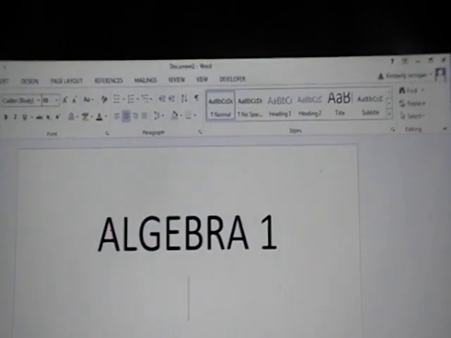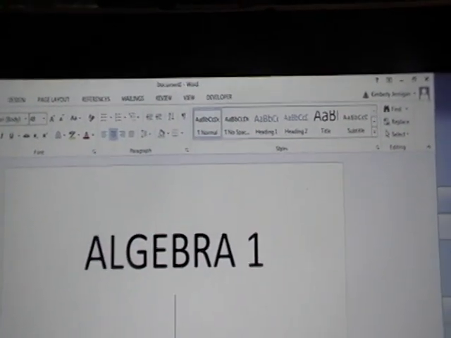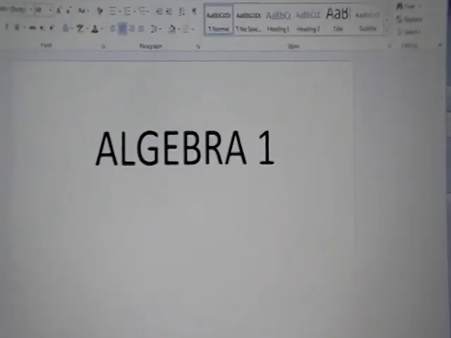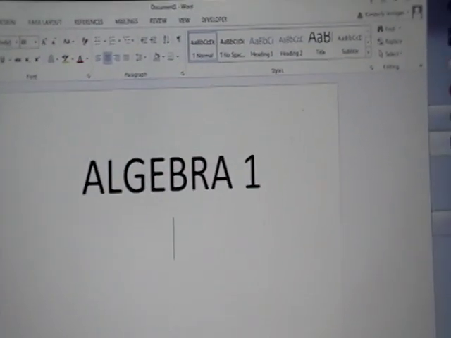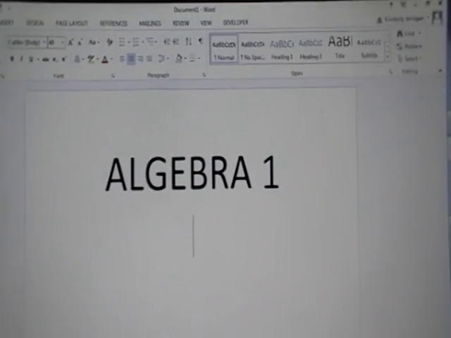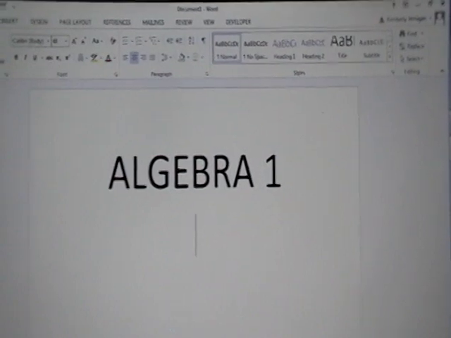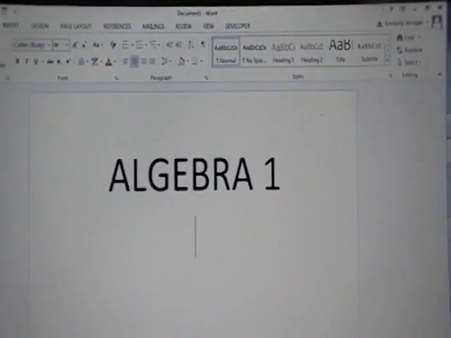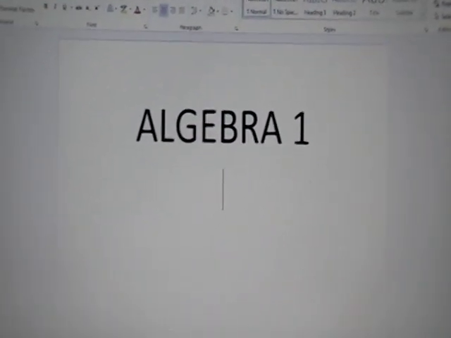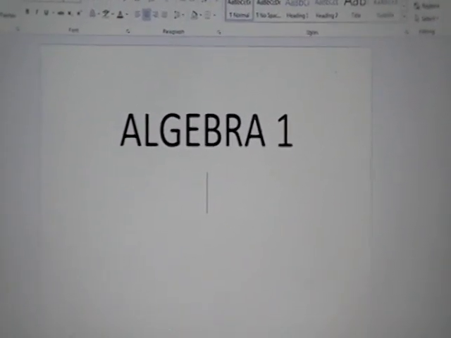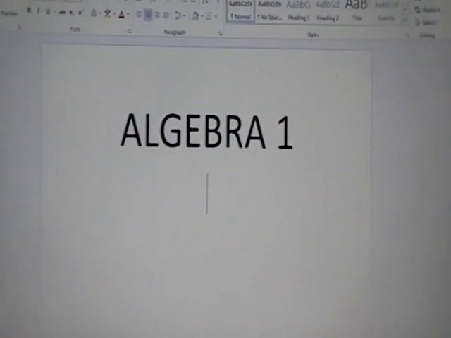Now what I want you to try to do is pop over to page 399. And I want you to take a look at the guided practice number 7, 8, and 9. It says use substitution to solve the linear system. What does it mean to solve a linear system? It means to find the point of intersection. So you want to find an x and a y.